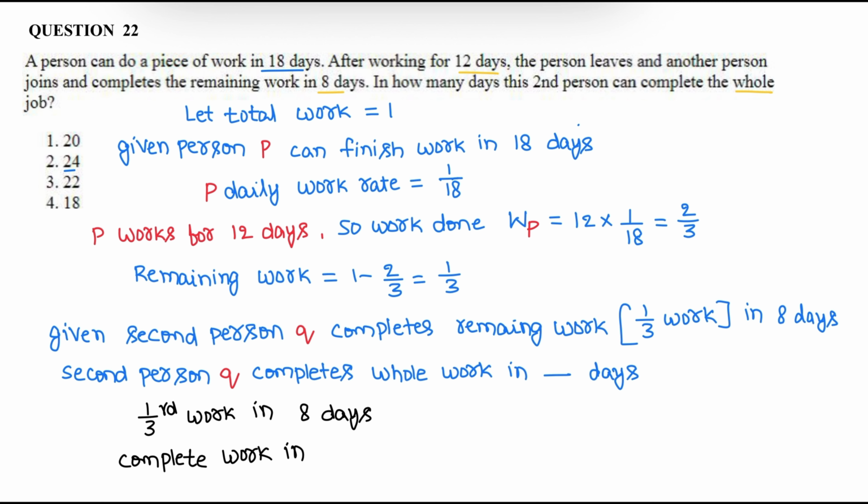P works for 12 days. So the work done by P is 12 into 1 by 18, that is 2 by 3. So if 2/3 of the work is done by P in 12 days, the remaining work is 1 minus 2 by 3, that is 1 by 3. So the second person Q completes the remaining work, that is 1/3 of the work, in 8 days. If Q takes 1/3 of the work in 8 days, then Q completes the total work in 24 days.